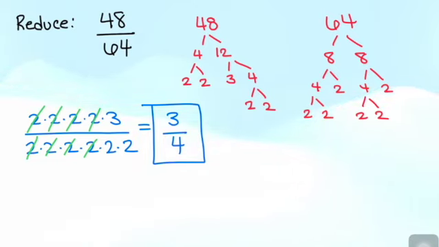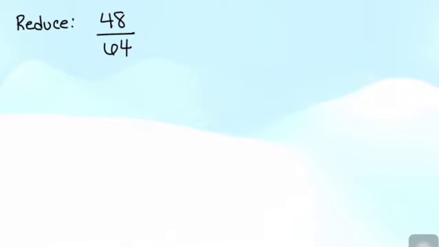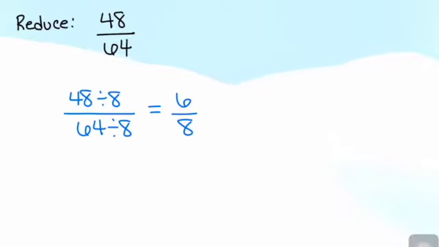There is another way to do this problem. Sometimes when I look at the fraction, same example, 48 over 64, I just know what a common factor is, just by thinking about the times table. So for example, I notice that both 48 and 64 are divisible by 8. 48 divided by 8 is 6. 64 divided by 8 is 8. So I can divide both the top and bottom by 8.